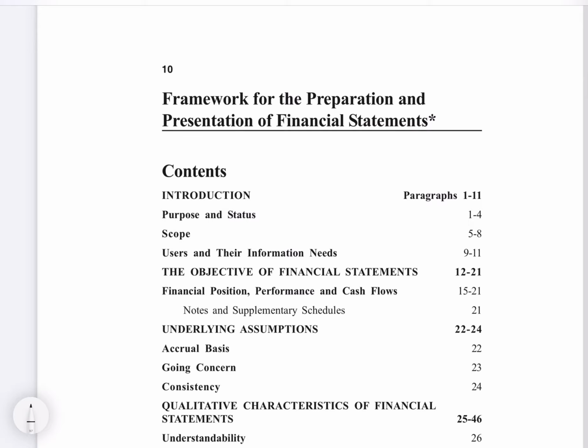What is the purpose? What is the motive when they say accounting standards are there? What are they aiming at? So the framework for the preparation and presentation of financial statements. So when they say accounting standards, those standards are meant for the preparation and presentation of financial statements, so that there may be consistency and comparability. Like there may be a lot of companies who will be preparing accounts.